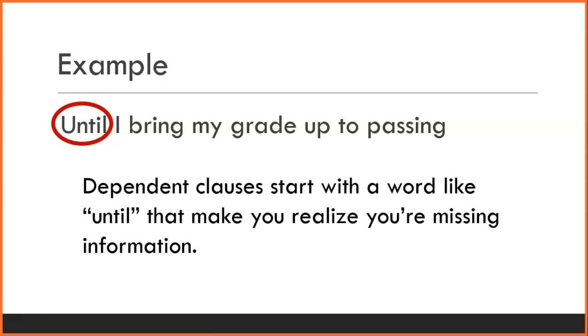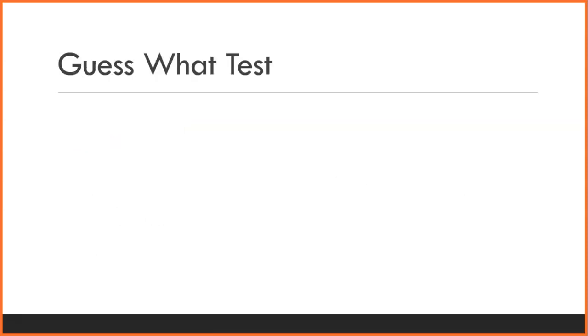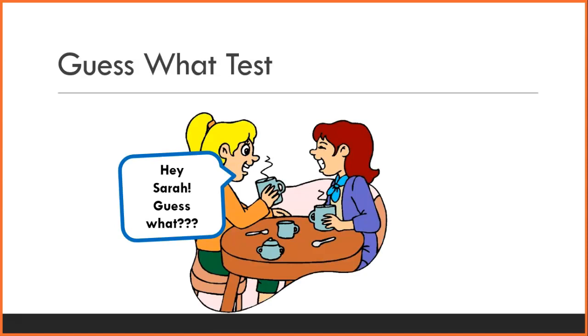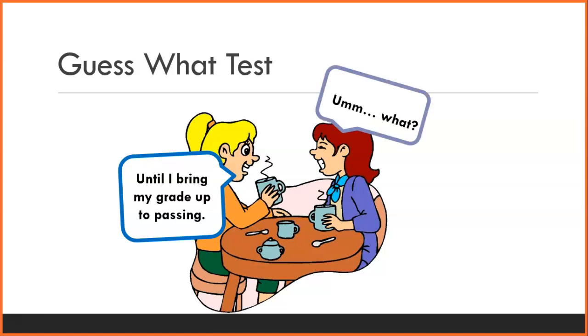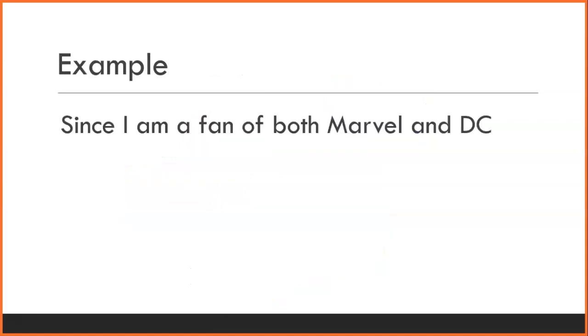Remember, dependent clauses start with a word like "until" that makes you realize you're missing information. So here's our guess what test. Hey, Sarah, guess what? What? Until I bring my grade up to passing. Sarah's just going to look at her and wait. Then eventually Sarah's going to say, what? Are you doing something until you bring your grade up to passing? I don't understand. Here's another example.